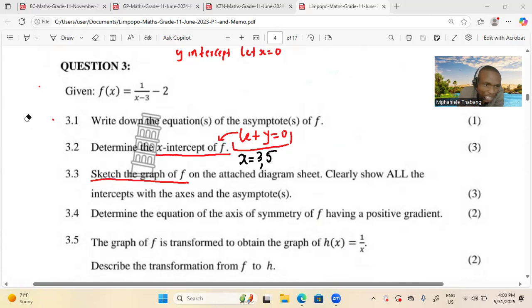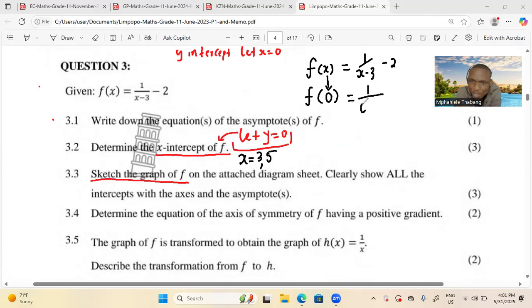We go to the function f of x. Let's write the function down first. f of x equals 1 over x minus 3, minus 2. Then you say f of 0. You put your x to be 0 because you are looking for the y-intercept. 1 over 0 minus 3, minus 2. f of 0 equals, I advise you to press the calculator now. Just say 1 divided by minus 3, then subtract 2. You use your calculator in this case.